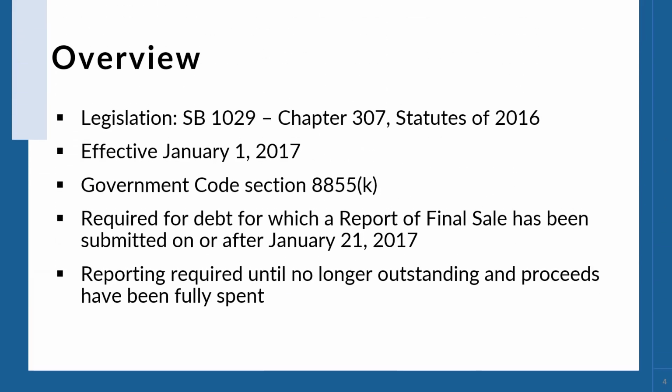SB 1029 was signed in 2016 and became effective on January 1, 2017. The legislation added Section 8855K to CDIAC's statute in the Government Code and requires all issuers, state and local, to submit an annual report for any debt issue for which a report of final sale has been submitted to CDIAC on or after January 21, 2017. CDIAC refers to this annual report as the Annual Debt Transparency Report, or ADTR. The ADTR must be submitted to CDIAC on or before January 31st of each year for each issue of debt until the debt is no longer outstanding or the proceeds of the debt have been fully spent, whichever is later.